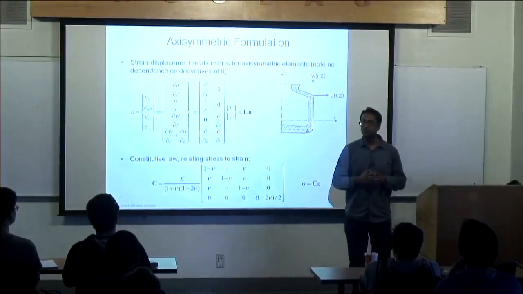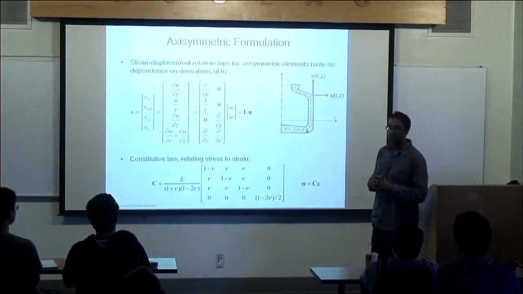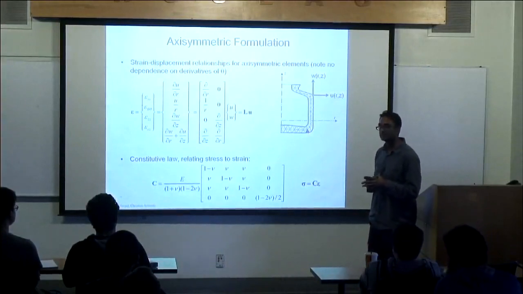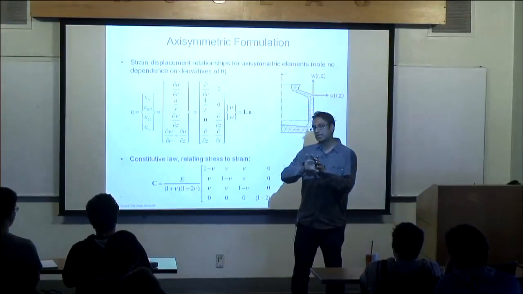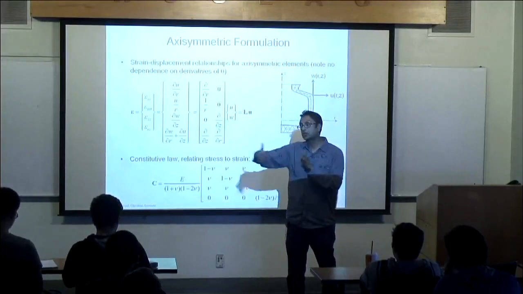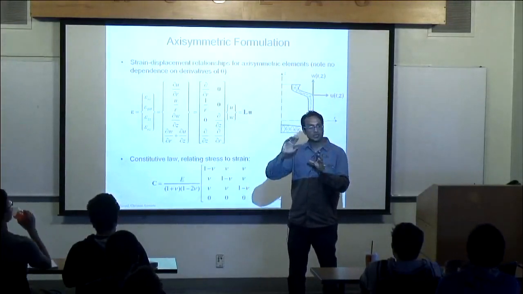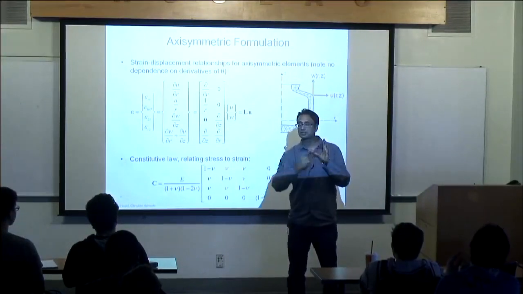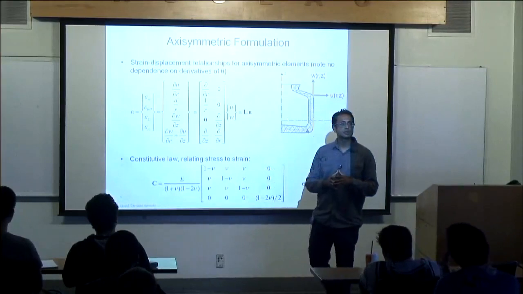This is Hooke's law for that. You can see here that it has similarities to the plane strain formulation. That makes sense, because in plane strain you have a body that is basically infinite, very long in one direction. Axisymmetric is, in some sense, infinite in the circumferential direction. So that's why the constitutive laws are similar in many ways.